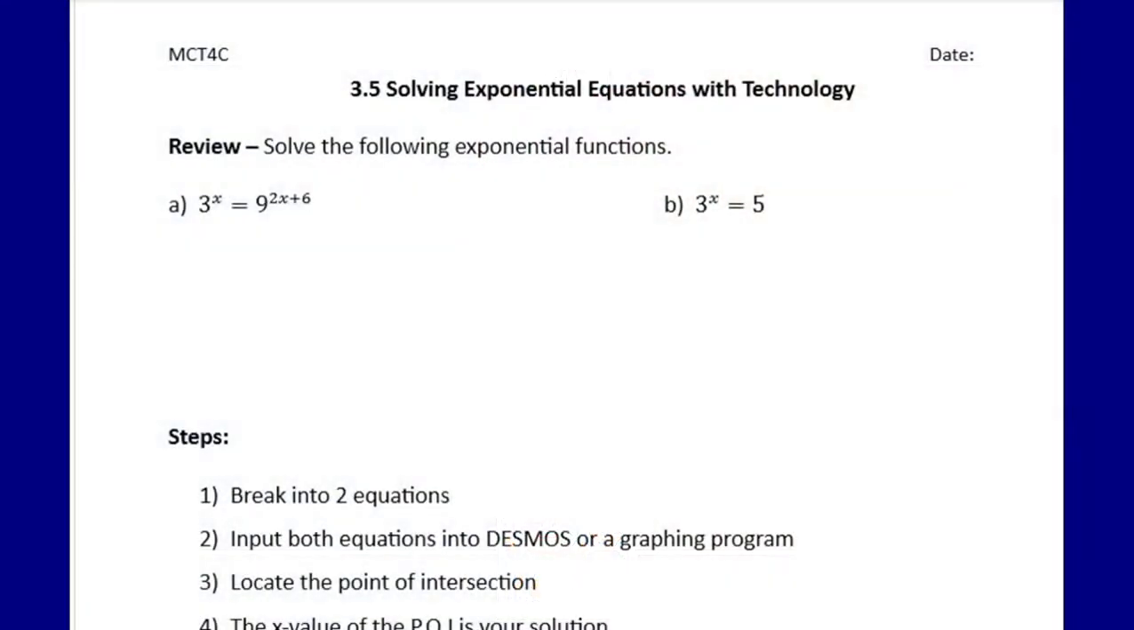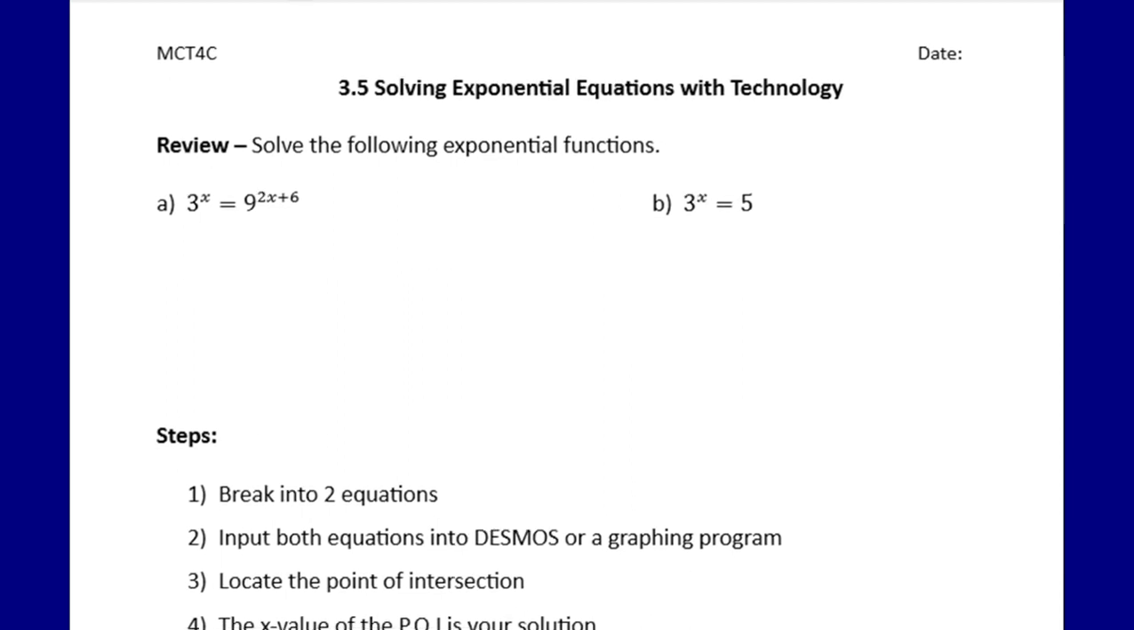In today's lesson, we are going to be looking at solving exponential equations with technology. So just a little bit of a review. Let's solve the following exponential functions. So for a, 3^x equals 9^(2x+6).